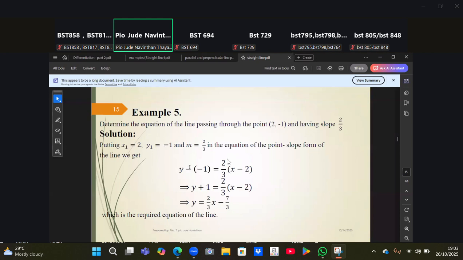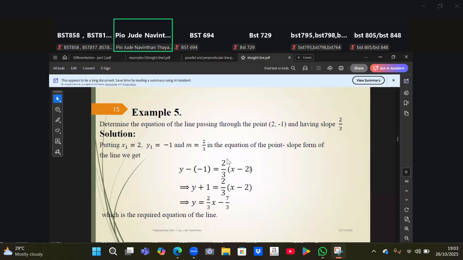So y minus, this is default. Your y1 is again minus 1, right? So when we are handling the negative value, we need to put the bracket. That is for your safety, right? Equal to m, that is 2 by 3, into x minus x1.